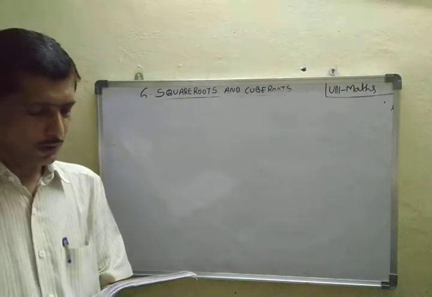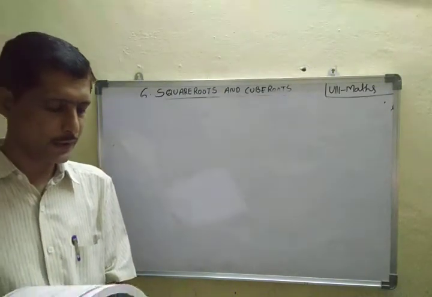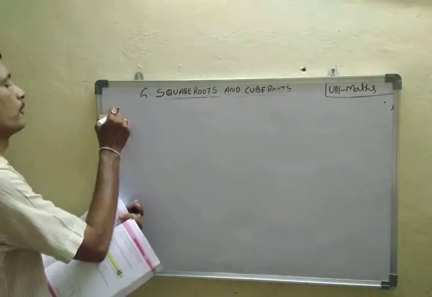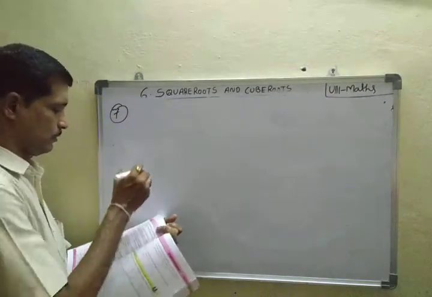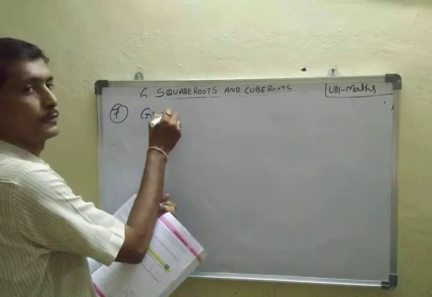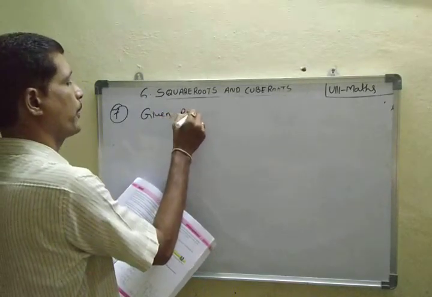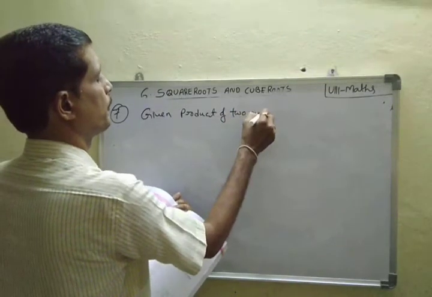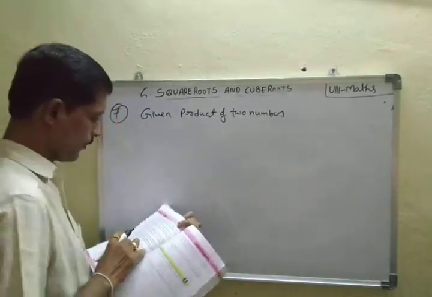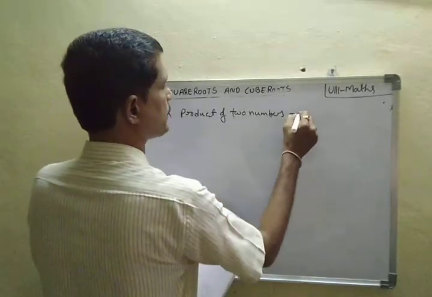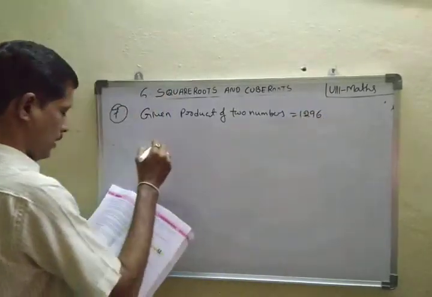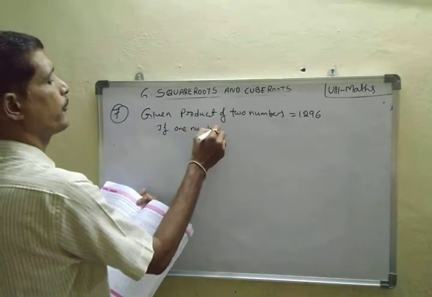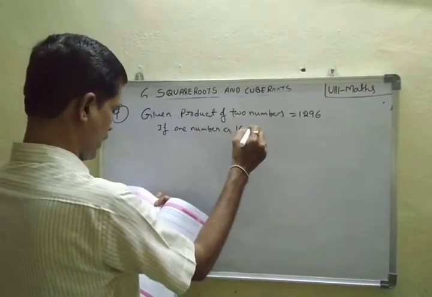Next one, the seventh question. The product of two numbers is 1296. If one number is 16 times the other, find the numbers. Given: the product of two numbers equals 1296, and one number is 16 times the other.